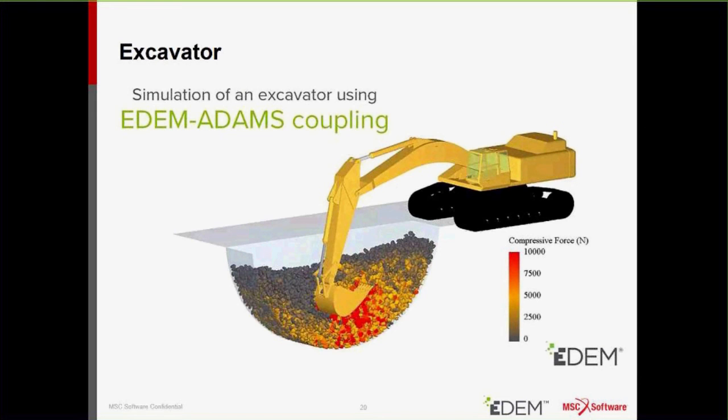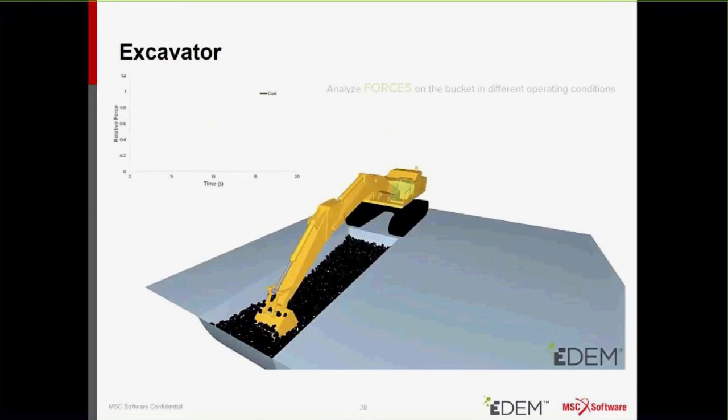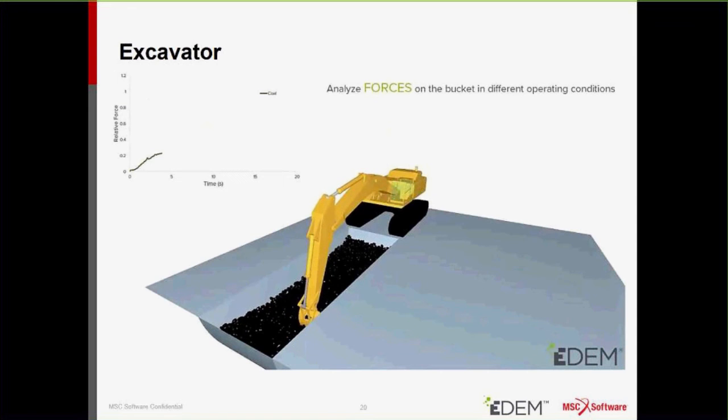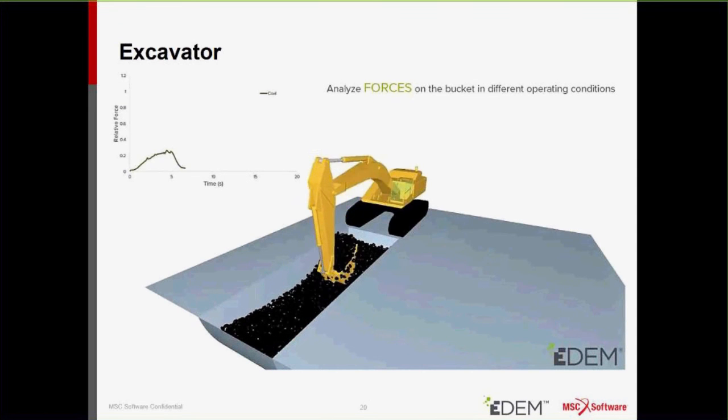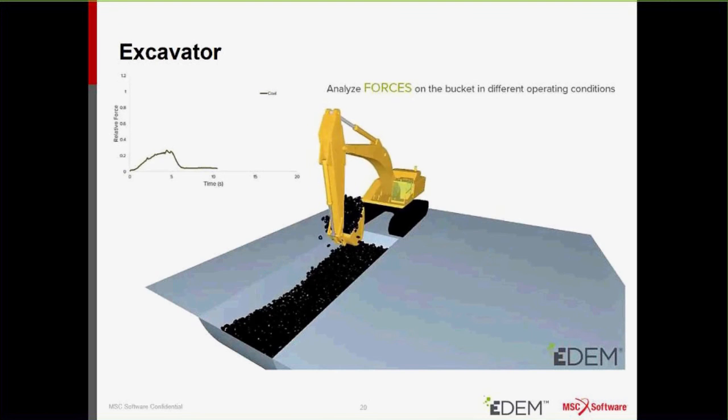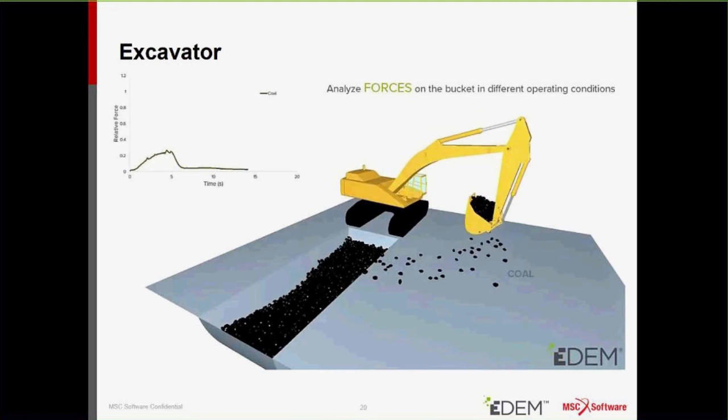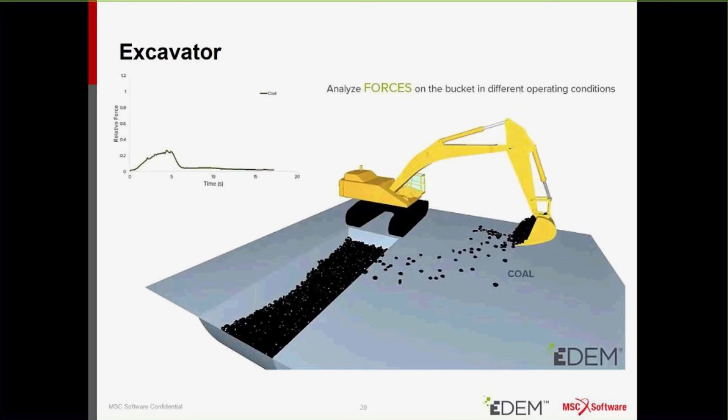So in this video, we're looking at those different materials and how they influence the force acting on the bucket, the mass of the material moved, and also spillage. First, we see the bucket going through a coal material, and you can see the forces in the top left that are acting on the bucket over time.